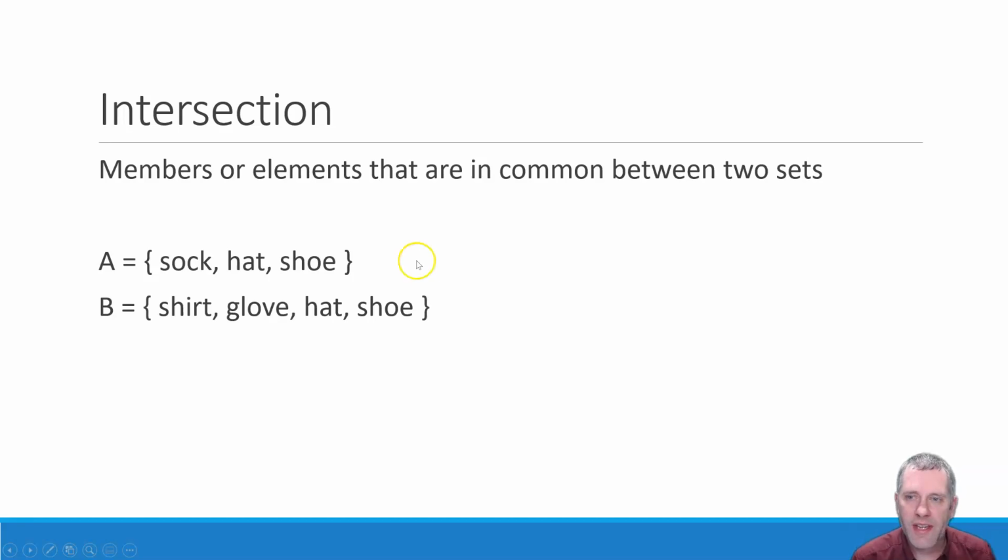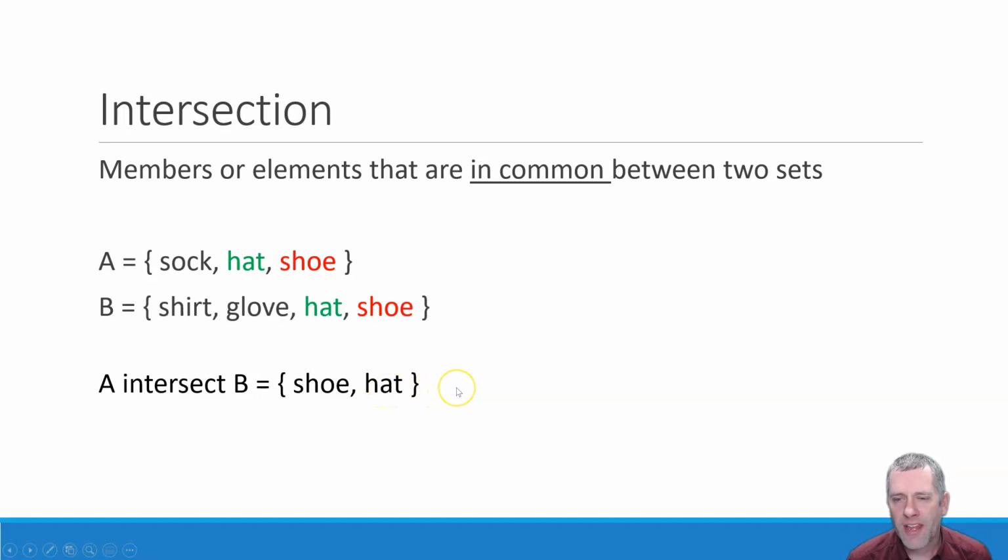Intersection is the first of these types. If I have lists A and B, intersection will return members or elements that are in common between the two sets. If I look at A and B here, I can color code and see both of them have hat and both of them have shoe. So A intersect B, that's how you would write this, would equal shoe, comma, hat.